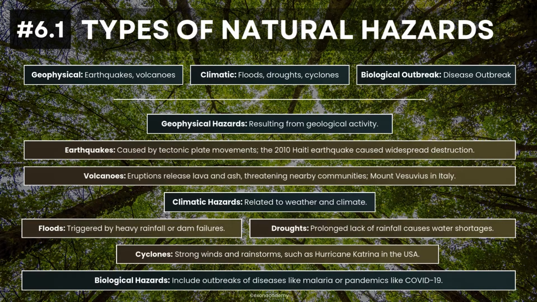Number 2 are climatic hazards related to weather and climate. They include floods, droughts, and cyclones. Floods are triggered by heavy rainfall or dam failures. Droughts are basically prolonged lack of rainfall periods which cause water shortages. And cyclones are strong winds and rainstorms, such as Hurricane Katrina in the USA. And then comes finally, biological hazards, which include outbreaks of diseases like malaria or pandemics like the COVID-19 pandemic. Each hazard has unique impacts requiring specific management strategies.